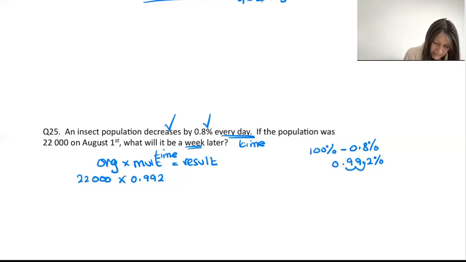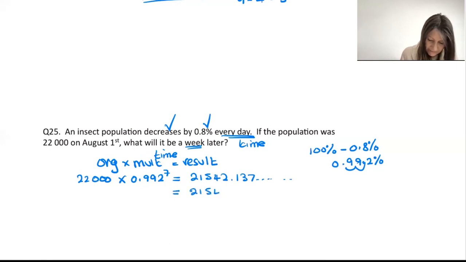Times that to the multiplier, period of time. So it's reducing every day, and we want to know what it will be a week later. So that's 7 days later. That means that our power is going to be 7. You pop that into your calculator and you get 21542.137, on and on and on it goes. So the population will be 21542. We would round to the nearest whole because it's an insect population. So you can't have just a tiny part of an insect. So that's the answer to that one.